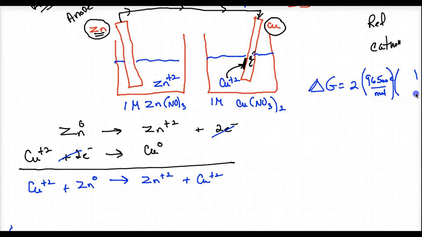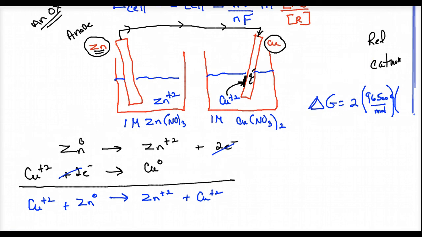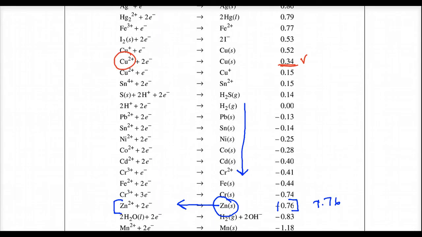Now voltage is a joule per coulomb. And where do we get the voltages from? Well, how do we know the E0 cell here? Well, easy. Let's go find this reduction potential. Bring up my chart again. And there it is in all of its glory.